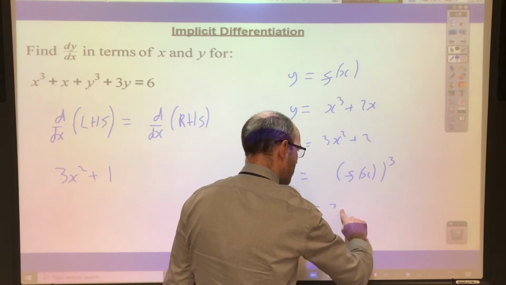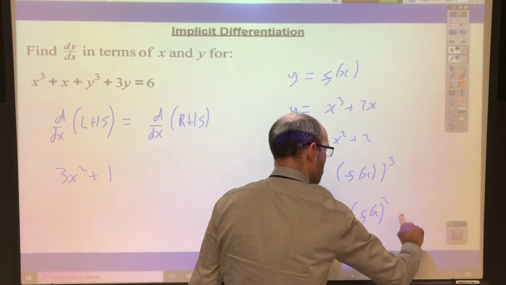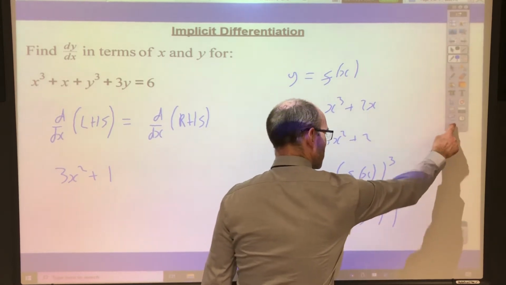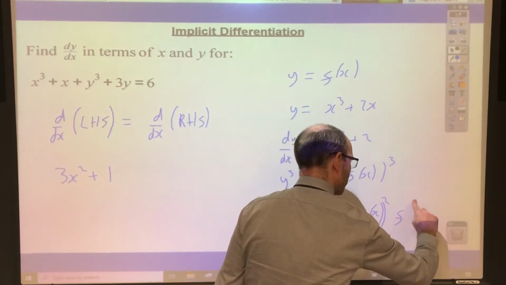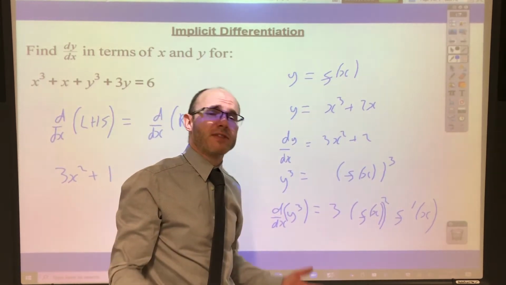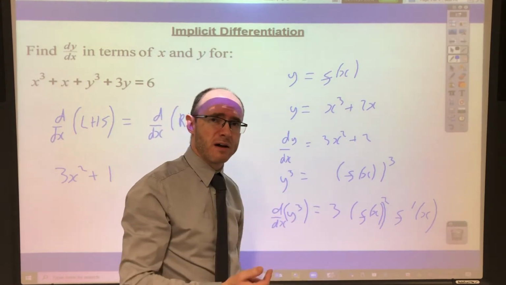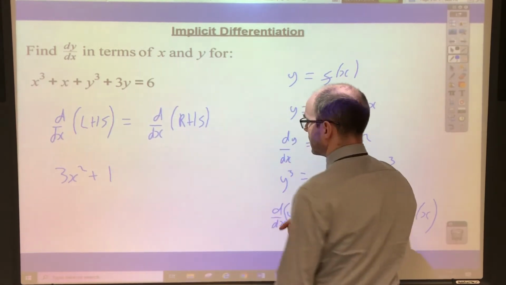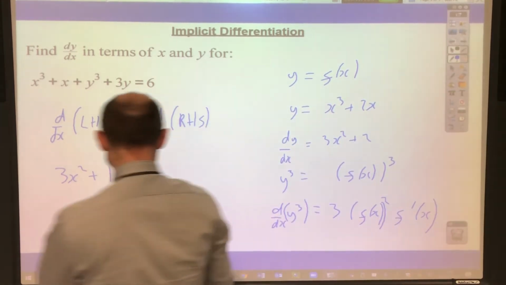You're going to get 3 times f of x to the power of 2, multiplied by f dash x. Okay? And then we can make a generalisation from that. Let's just do it as y to the power of n. Let's do a generalisation. I'll write it in here so you can see everything.